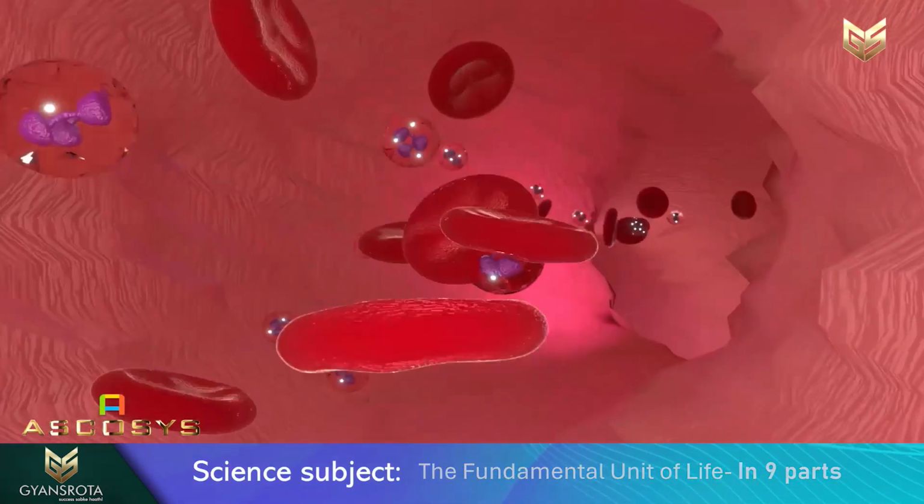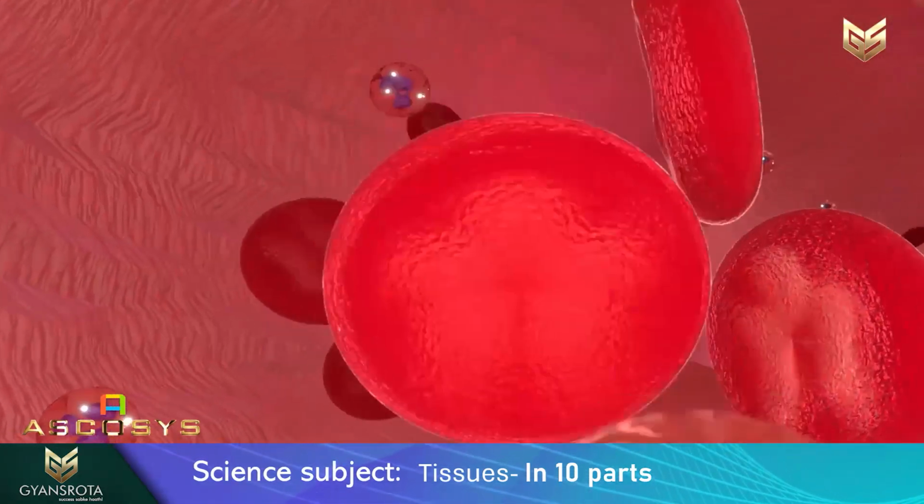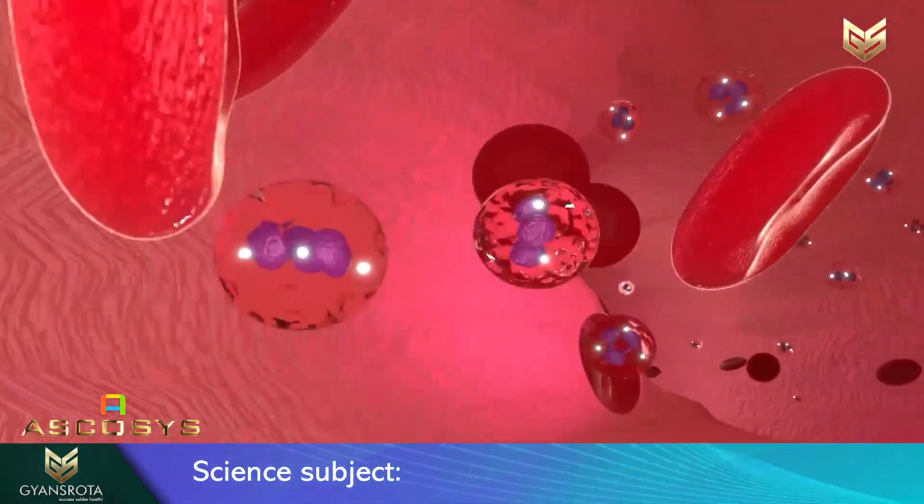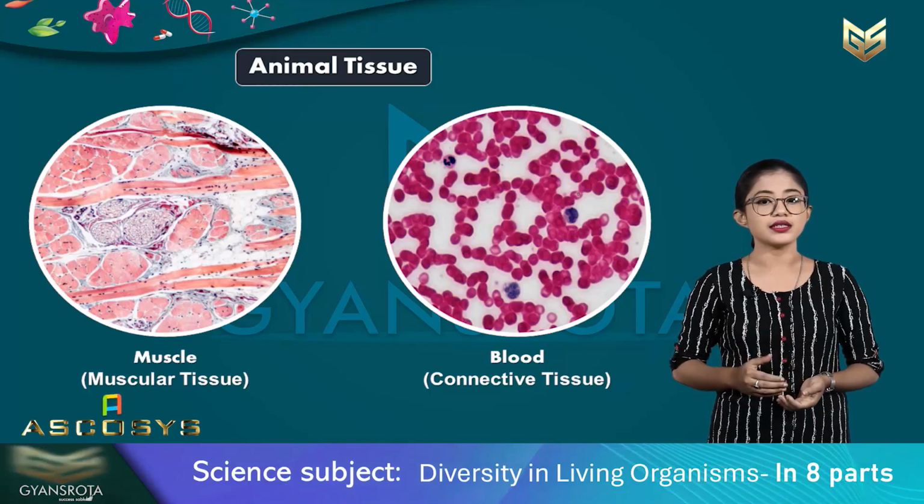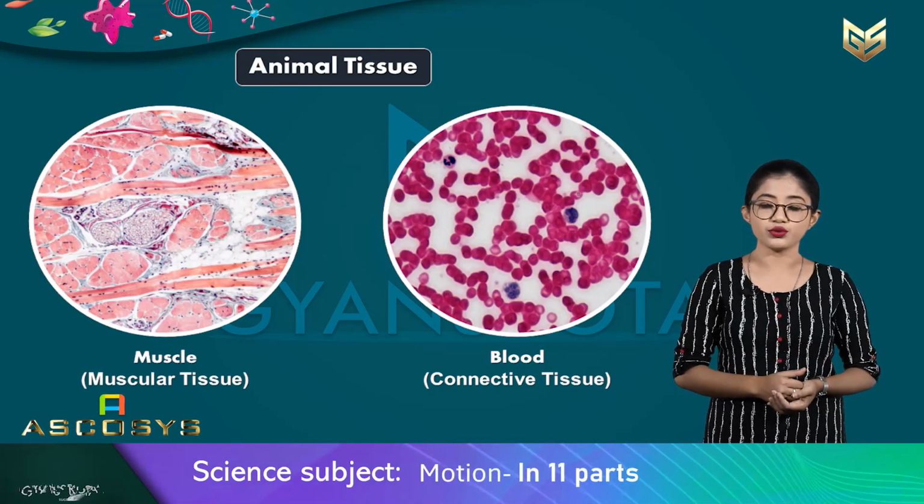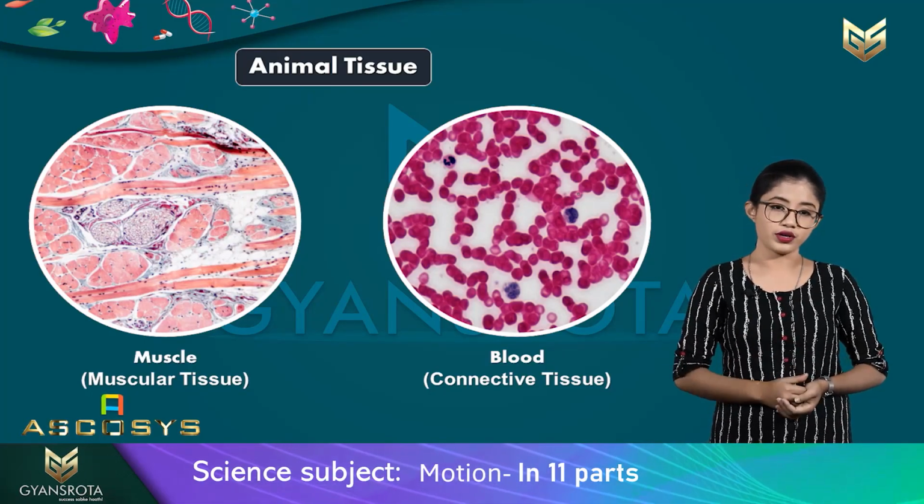Blood flows and carries various substances from one part of the body to the other. And blood and muscle are all examples of tissues which are found in the human body.